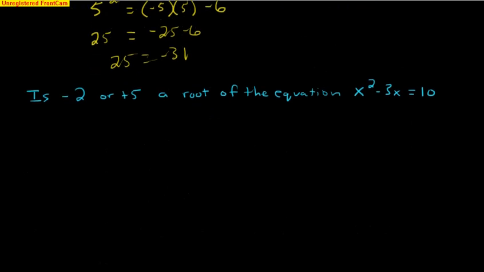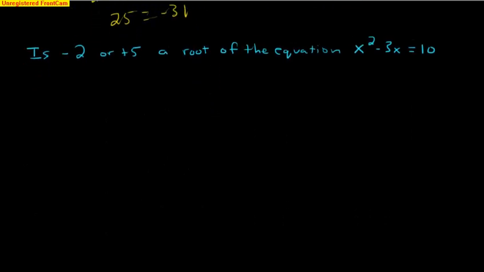Let's do one more example. Is negative 2 or positive 5, same numbers, just a coincidence, I took them out of the book, a root of the equation x squared minus 3x equals 10. Well, let's try negative 2 first. Negative 2 squared minus 3 times negative 2 equals 10. We simplify the left side of the equation. Negative 2 squared is 4.